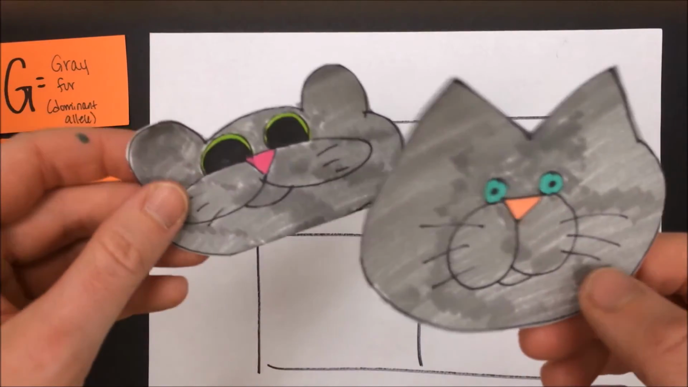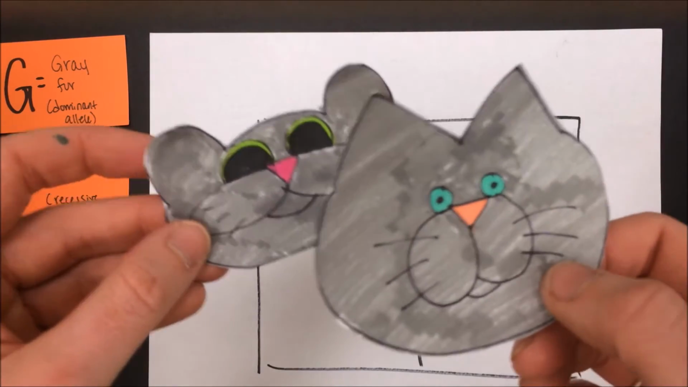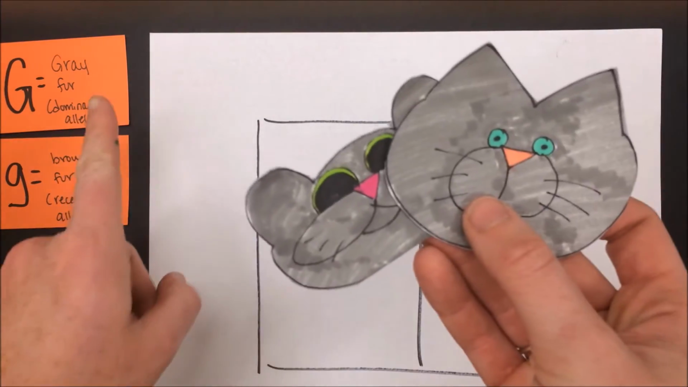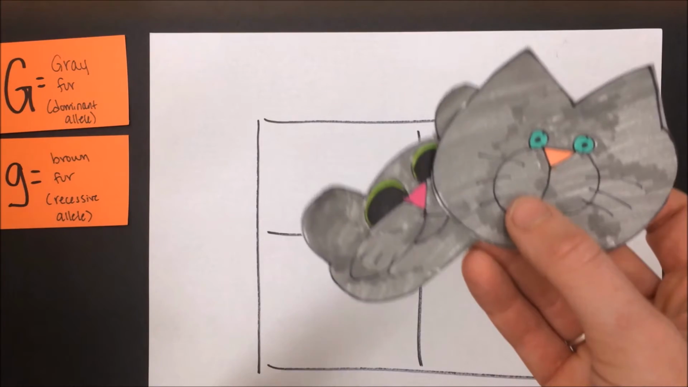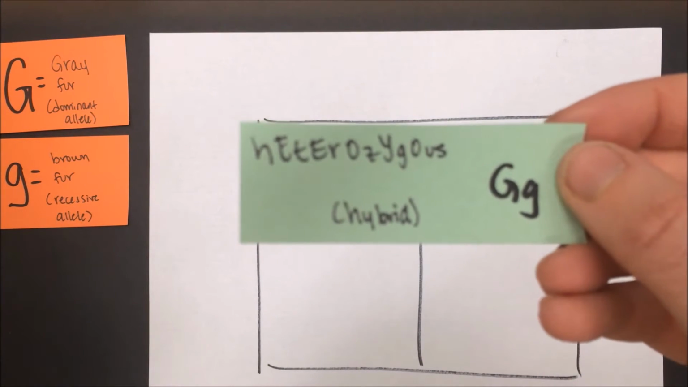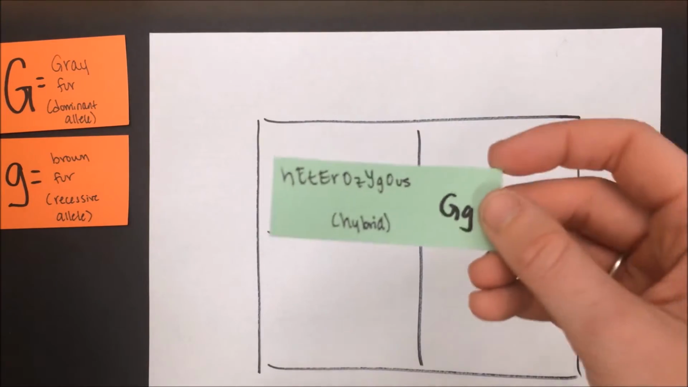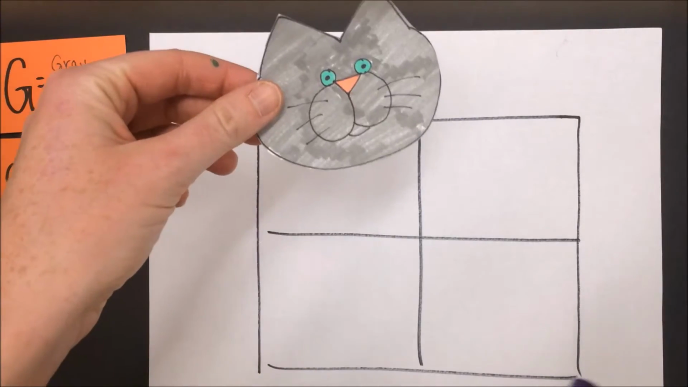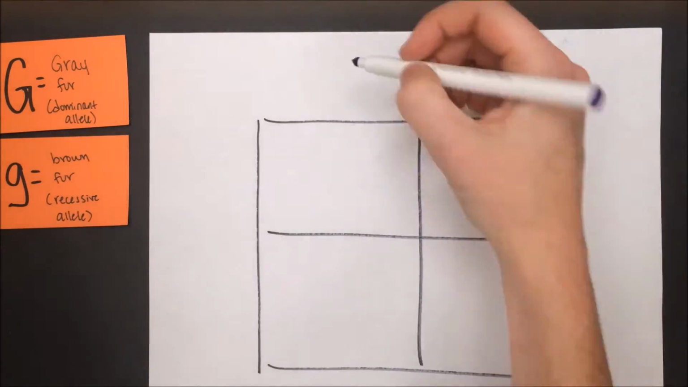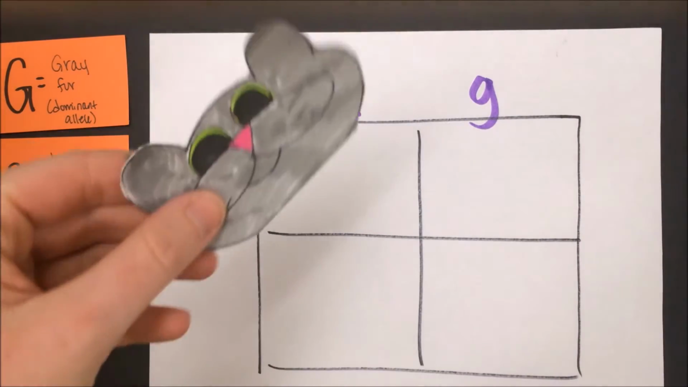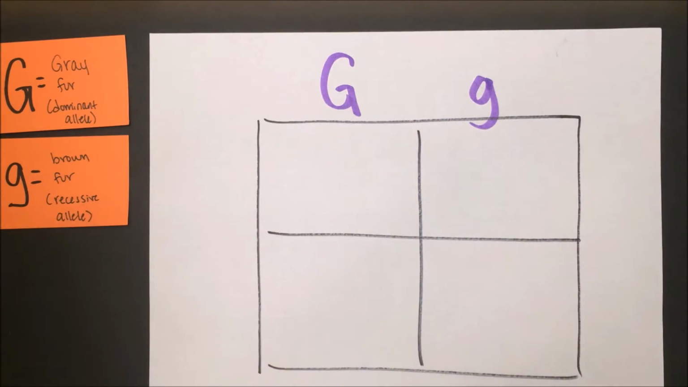Let's say that both of these parents are hybrids or heterozygous. That means that they're each carrying 1 dominant and 1 recessive trait. They'll both have the genotype capital G, lowercase g, a heterozygous hybrid genotype. Let's say that this parent's alleles are on the top, and this parent's alleles are on the left side.